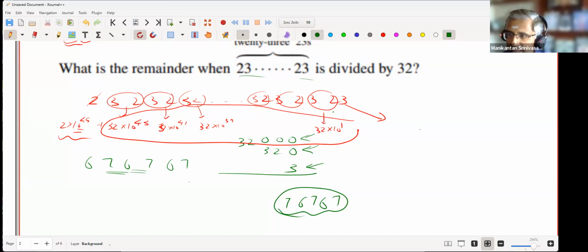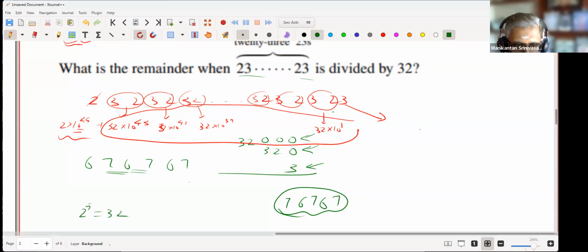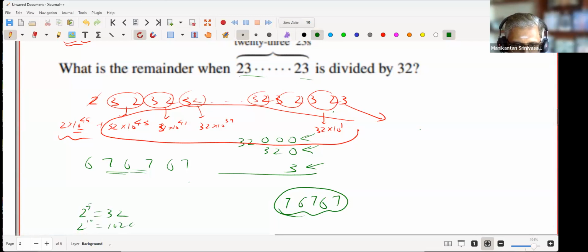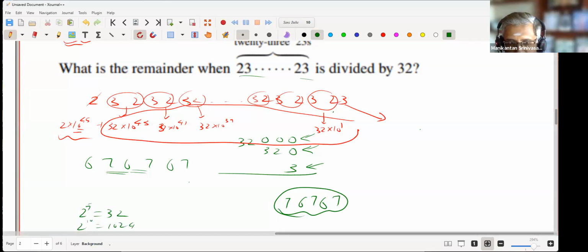But anyway, milestones you should know. 2 power 5 is 32. And then 2 power 10, like I said, is 1024. Even if you didn't know 128, that's fine. You can start counting from 32 onwards. So 5, 6, 7. So I have to look only at the last 7 digits.